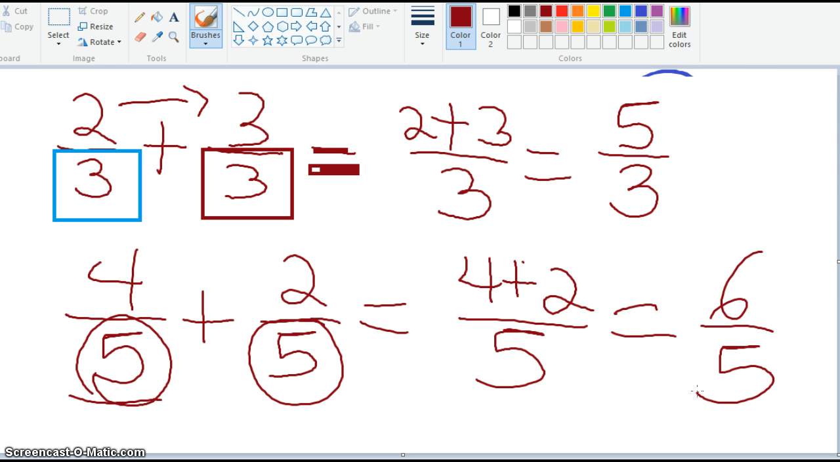So ultimately, as a rule, when you are going to add fractions and the denominators are both one and the same, you just move it over like we did with the 5 right here, and you just add the top values, 4 plus 2, which gives us 6/5.